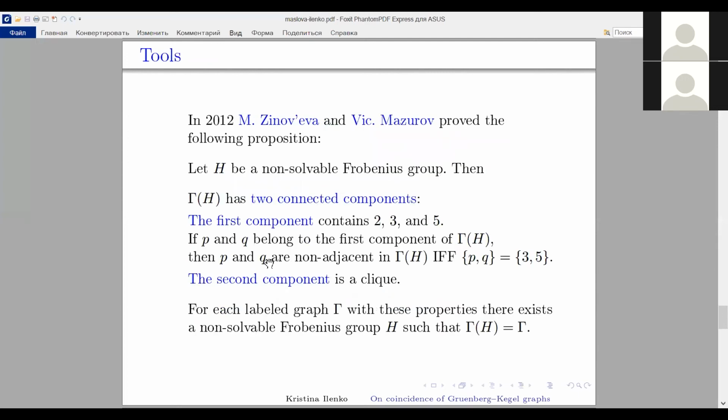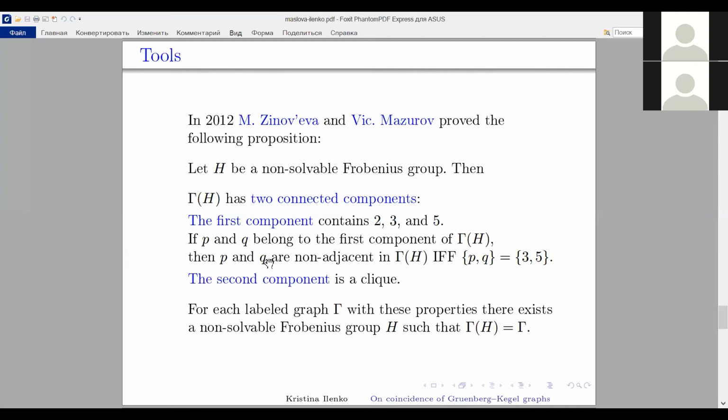Let me now consider some tools which were useful in our work. In our research, it was important for us to understand what the Gruenberg-Kegel graph of a non-solvable Frobenius group looks like. The first is a proposition obtained in research by Mariana Zinovyeva and Viktor Mazurov. Let H be a non-solvable Frobenius group, then gamma H has two connected components.